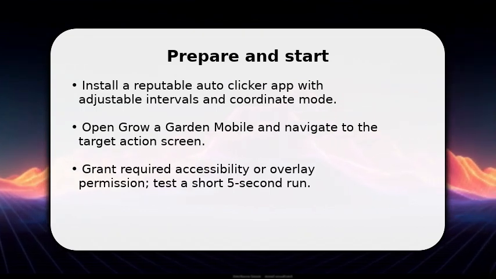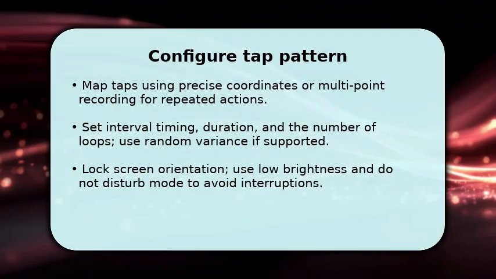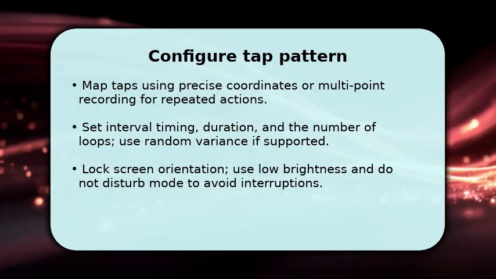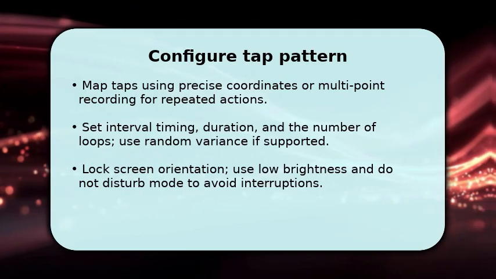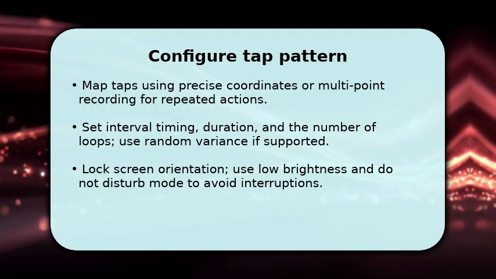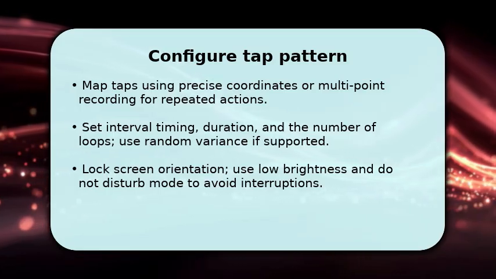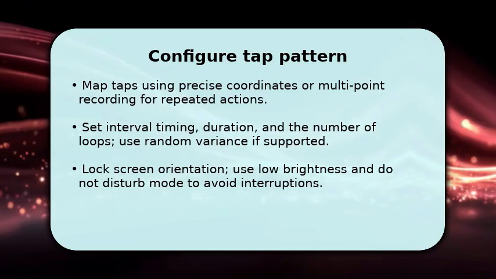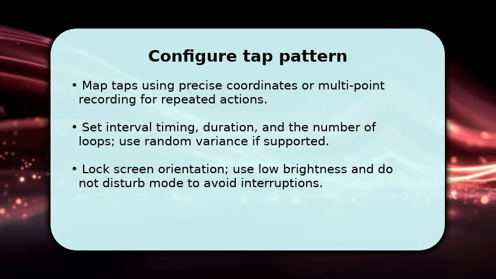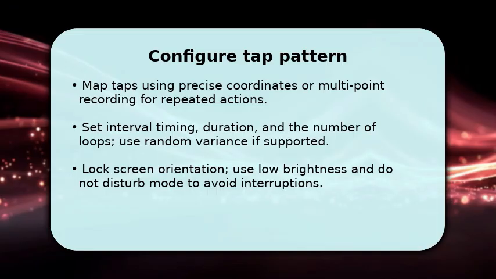Once done with permissions, configure the tap pattern to match the game's routine. Use multi-point recording or manually input coordinates for seeds, harvest, and menus, aligning each point visually. This ensures accuracy. Then set interval timing and total loops. If the clicker offers slight random variance, enable a small jitter to mimic natural input.